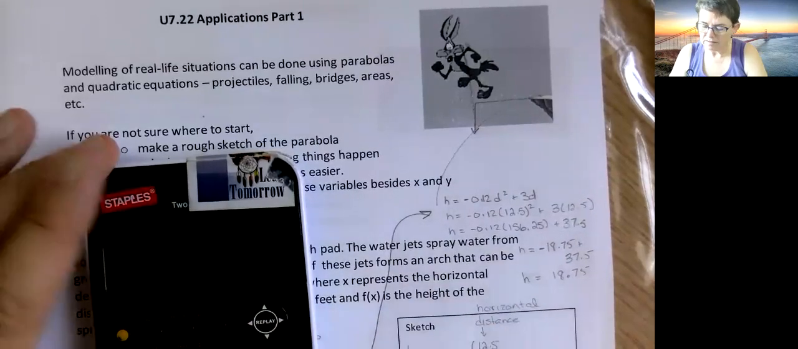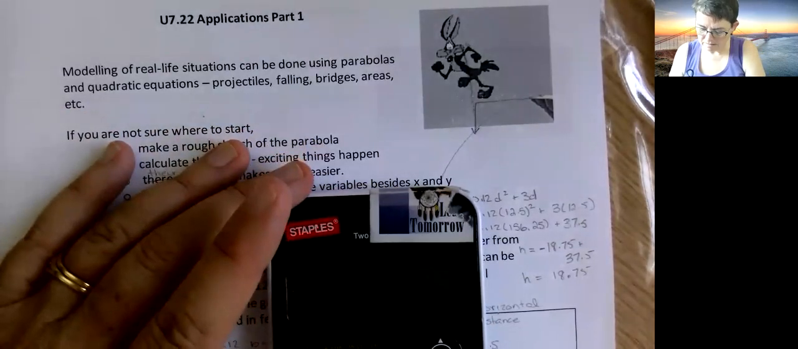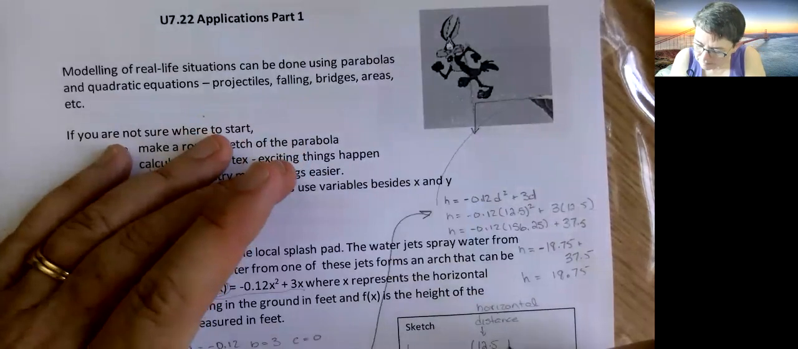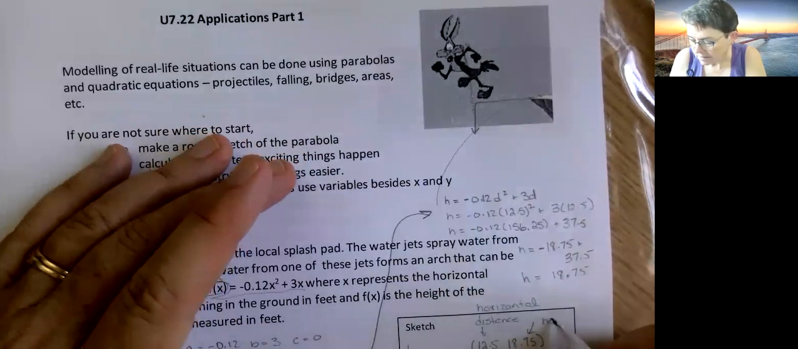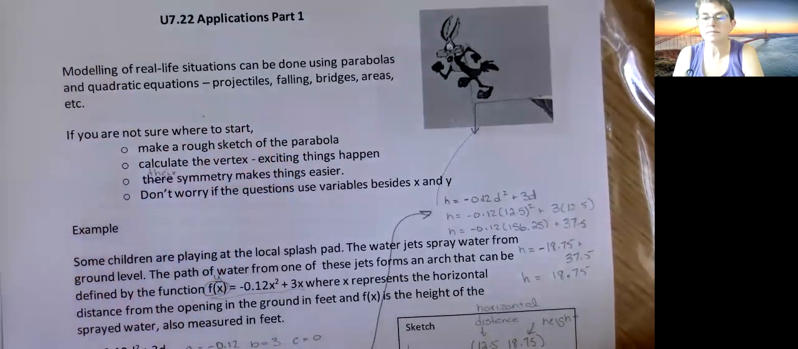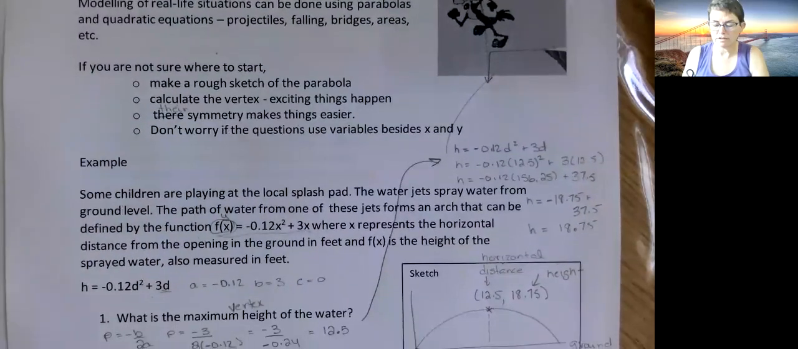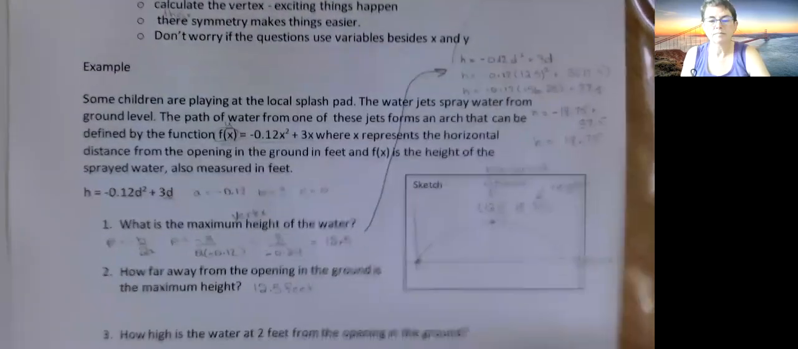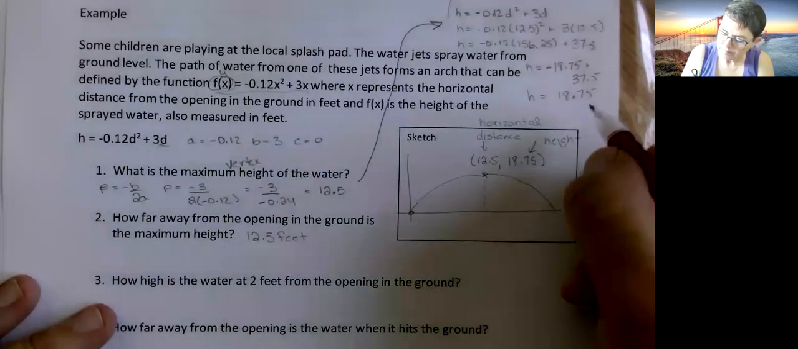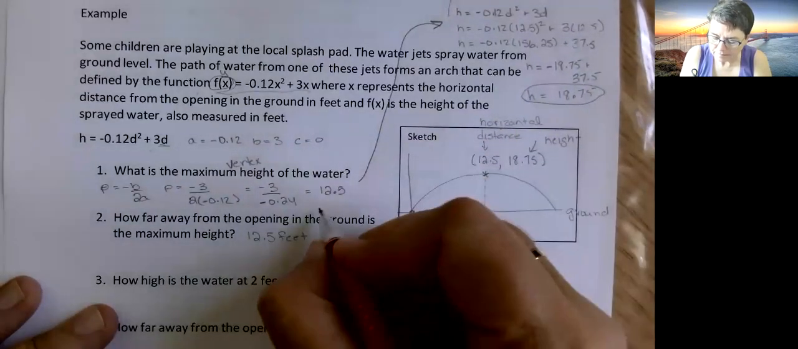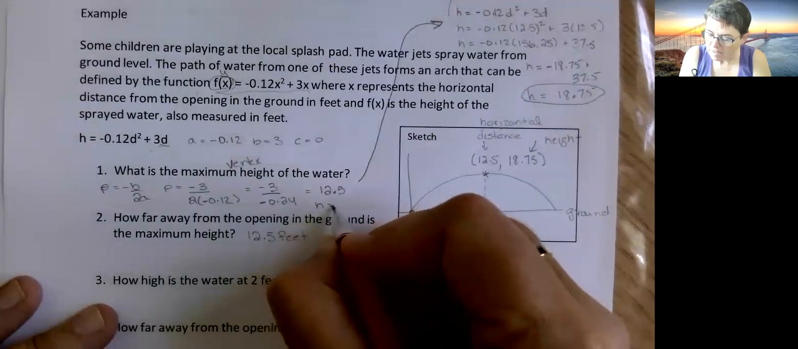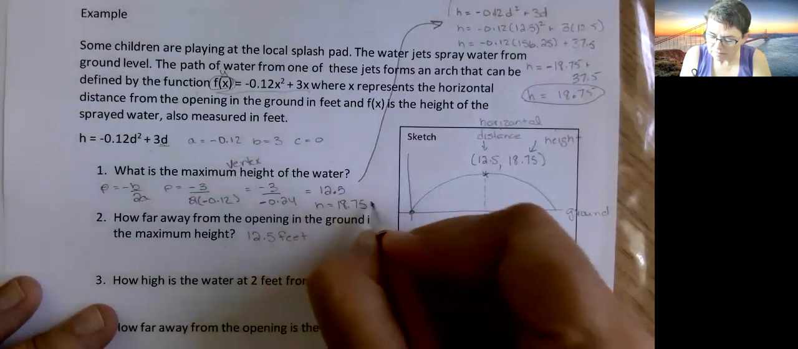18.75. Just recheck that. 37.5 minus 18.75. All right. And this is going to give you your height. So, back to our question. Basically, there's your answer. It's 18.75 feet.